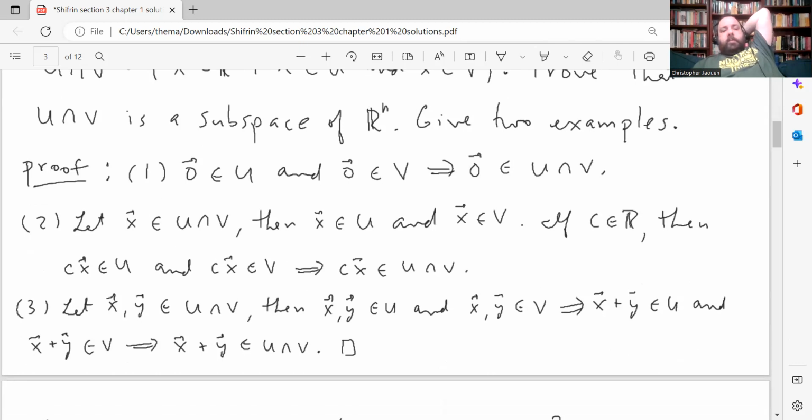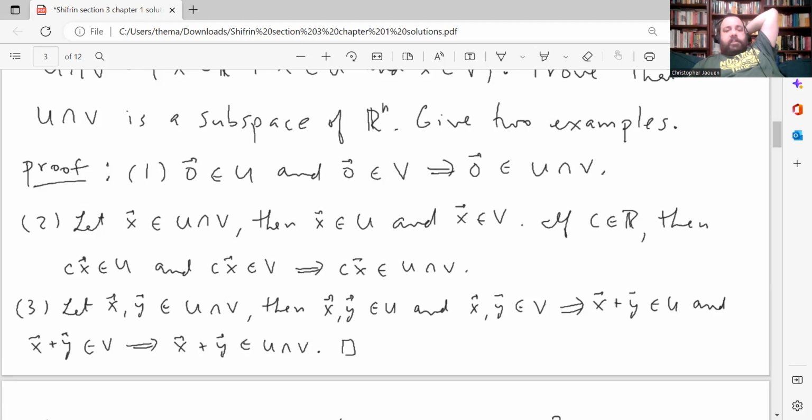So property one, show that the zero vector is in the intersection, and that follows from the fact that U and V are already subspaces. So that means that the zero vector is in both of them, which means that it's in the intersection. Okay. Property two, take an arbitrary vector in the intersection of U and V.